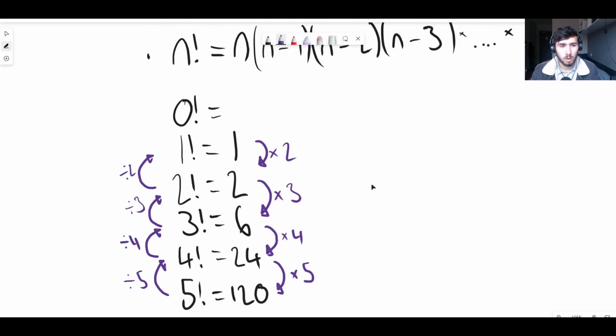And this is the leap, right? If we follow this pattern, we don't know what 0 factorial is, but look at the pattern. It's divide by 5, divide by 4, divide by 3, divide by 2. What should we divide by next? I'm going to say we probably should divide by 1. Let's divide by 1 to get from 1 factorial to 0 factorial.